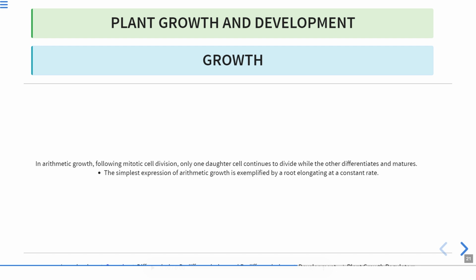The simplest expression of arithmetic growth is exemplified by root elongation at a constant rate. So here you can see the growth of the root, and this is one of the simplest expressions. Here you can see that the elongation at this particular stage, that is the growth in the case of roots, is at a constant rate.